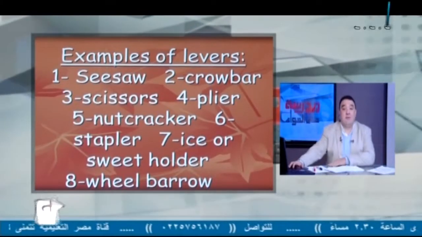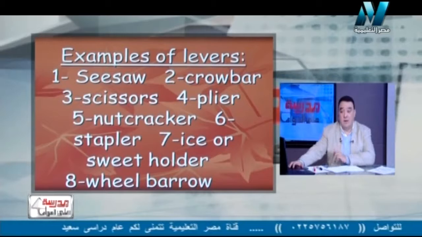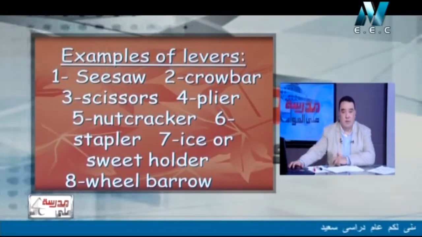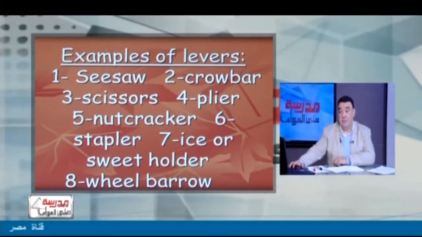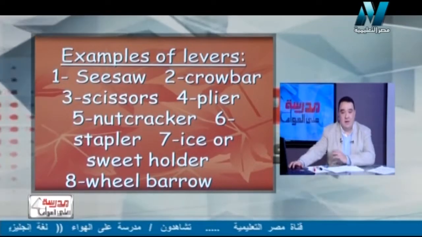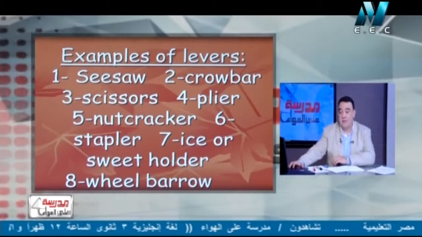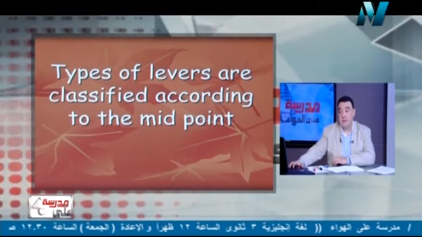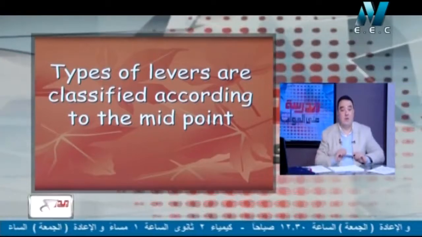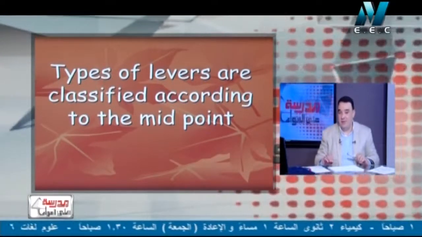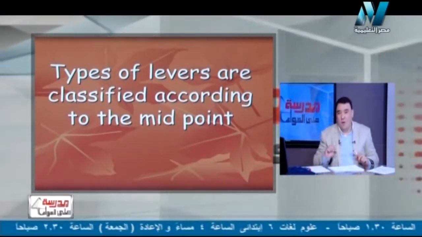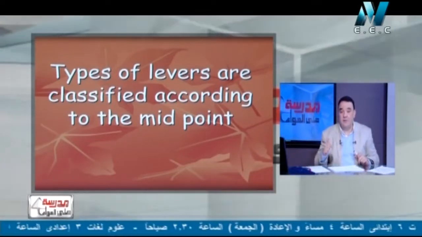Examples of first class lever: seesaw, crowbar, scissors, pliers, nutcracker, stapler, ice holder or sweet holder, wheelbarrow. There are many levers in our daily life. Types of lever are classified according to the midpoint. So to know the type of lever, it's very important to determine the 3 points as I said before, and especially the midpoint. I must know well the 3 points and which one is in the middle, F or R or O.